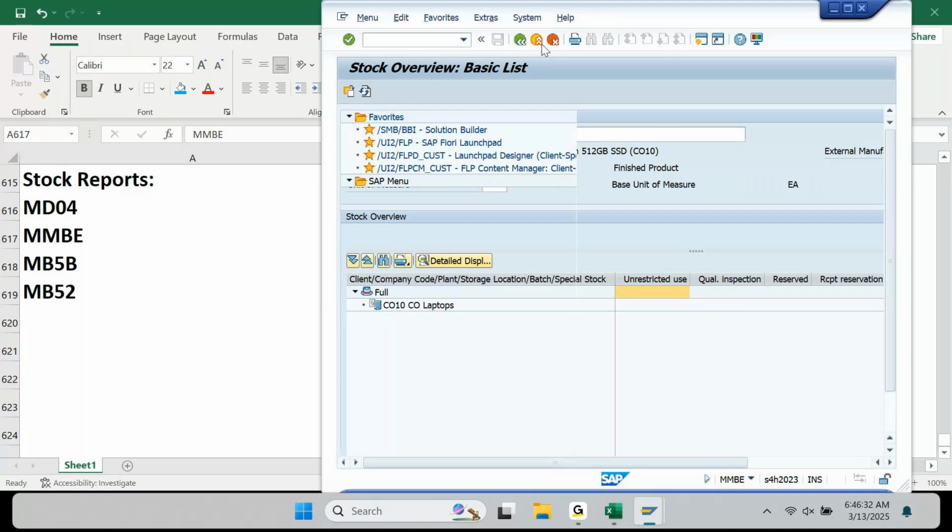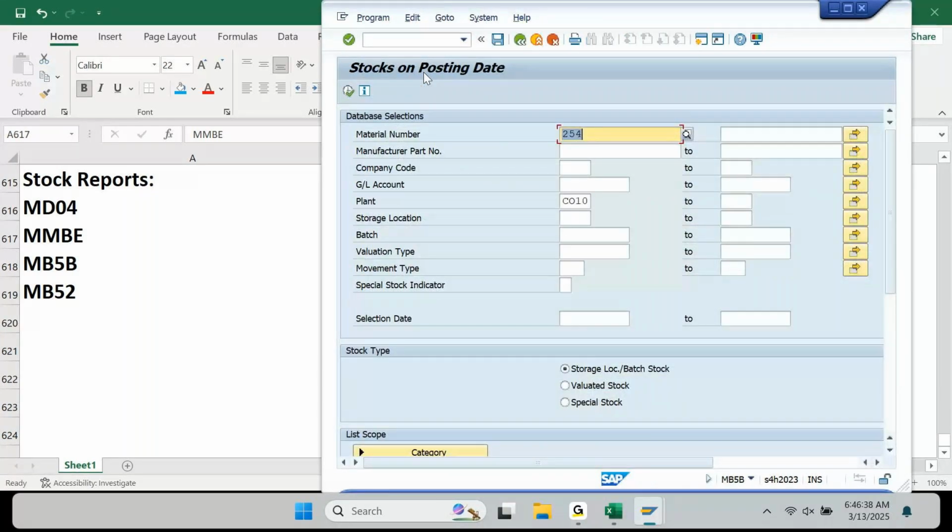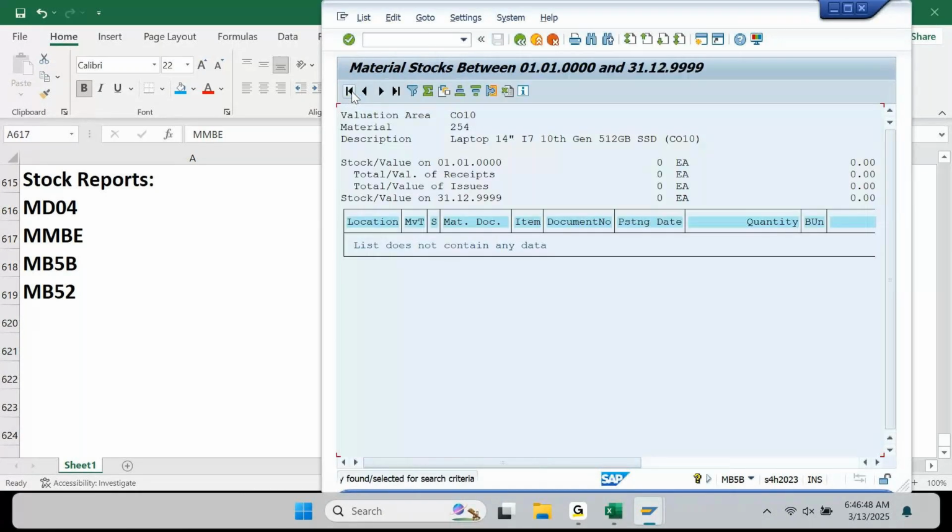Next, MB5B. Here also you took valuated stock. Execute. Here also there is no stock, right? Everything is blank. Nothing is there. Quantity, everything is blank. Go back.